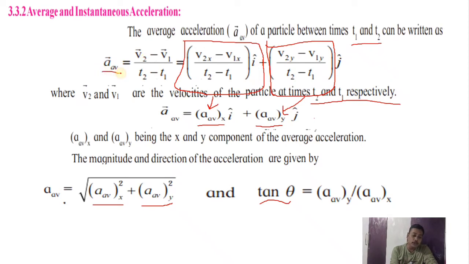Or if you understand acceleration, then you can write the formula for velocity. Let's see how. Average acceleration is what? Change in velocity upon time, because acceleration is the rate of change of velocity with respect to time. What is velocity? Velocity is the rate of change of displacement upon time.